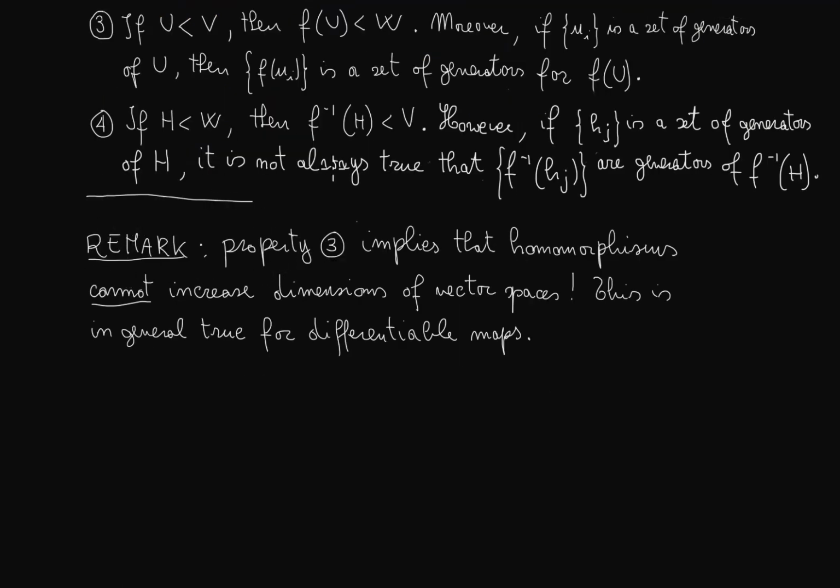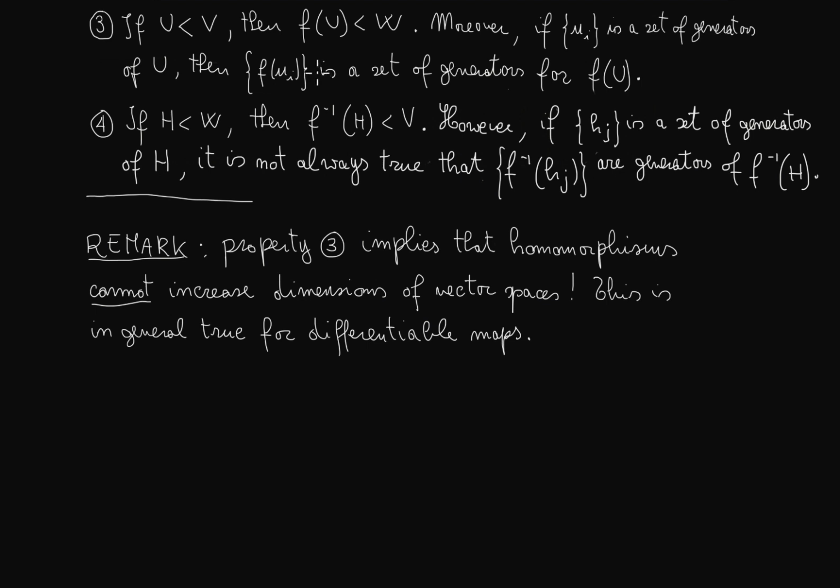Remark: property 3 implies that homomorphisms cannot increase the dimension of vector spaces. So if you consider vector spaces V and W, and you consider the subvector space U in V to be V itself, the second part of property 3 simply implies that if we fix, for example, a basis of V, which is in particular a set of generators, its image has to be a set of generators for the image of U.